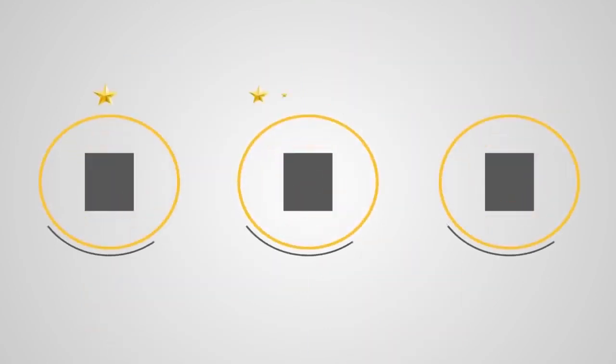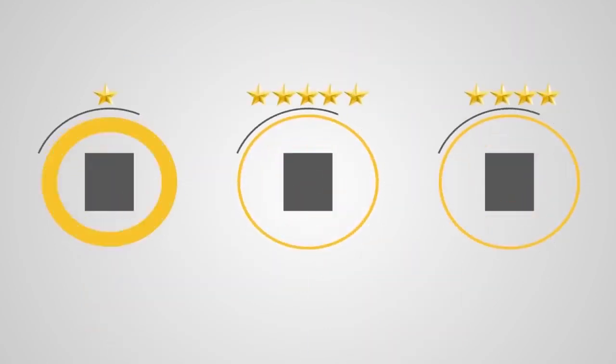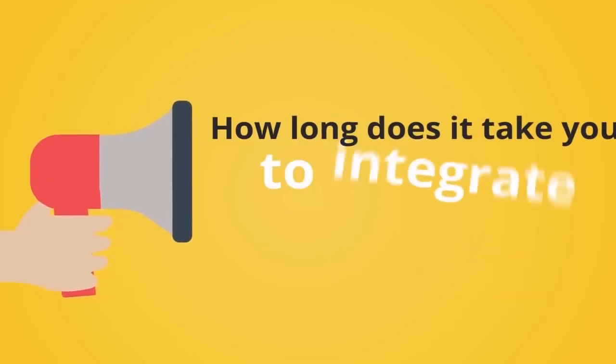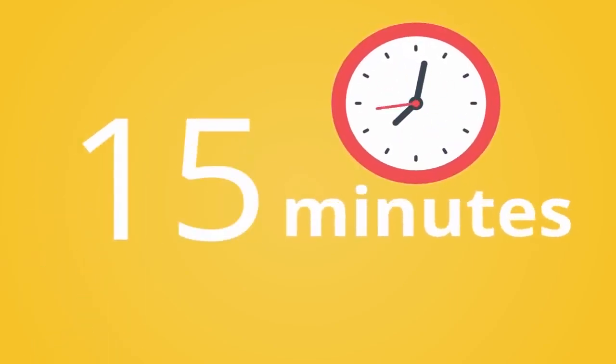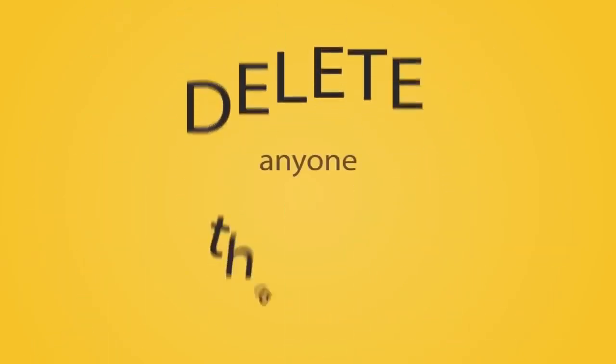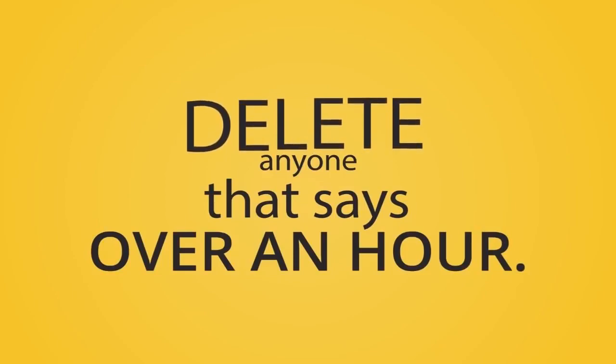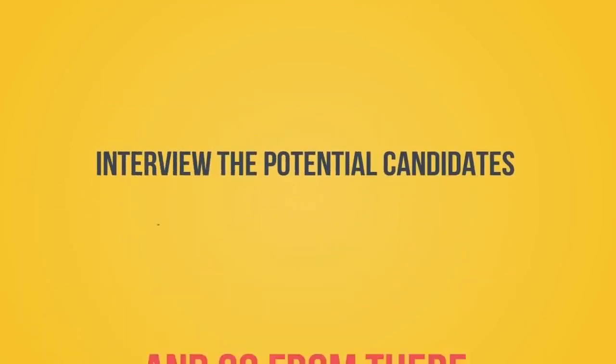When reviewing applicants, delete anyone with a 1 to 4-star rating. If they had issues in the past, they will have issues again. Another way to weed out bad developers is to ask them this single question. How long does it take you to integrate a monetization platform like Chartboost into an app? On average, it takes 15 minutes to integrate, so delete anyone that says over an hour. Interview the potential candidates and go from there.